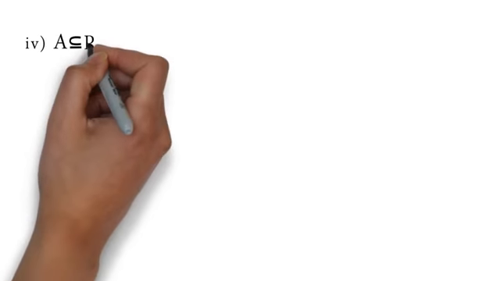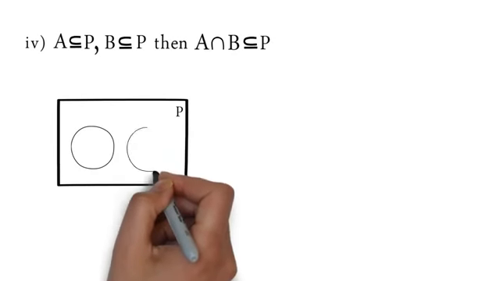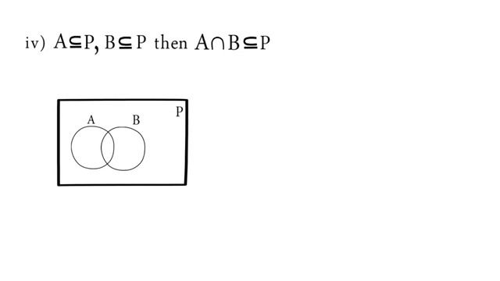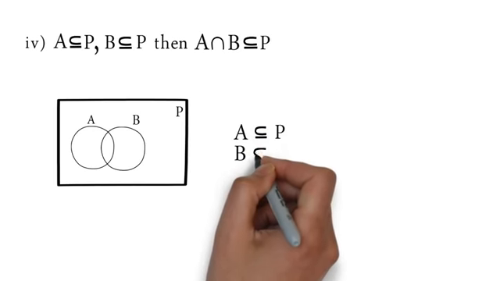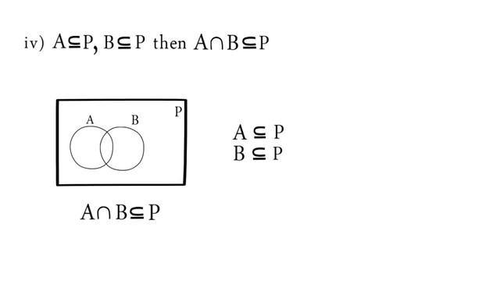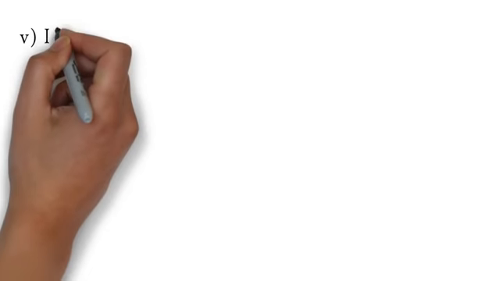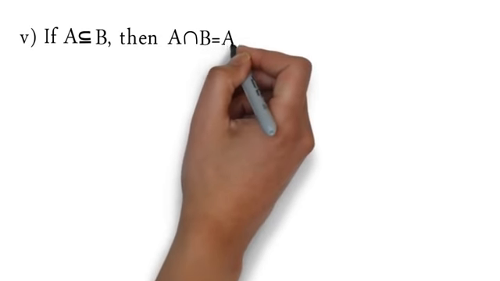If A is a subset of P and B is a subset of P, then A intersection B is a subset of P. Here we can see that if A and B reside inside P, the intersection would also be residing in P. Hence, if A is a subset of P, B is a subset of P, then A intersection B is a subset of P.